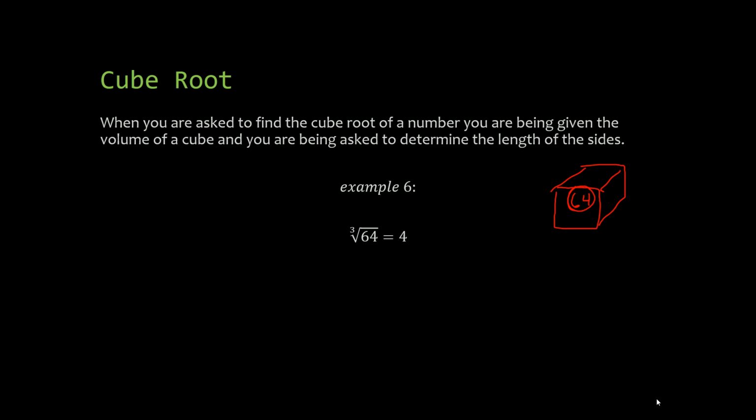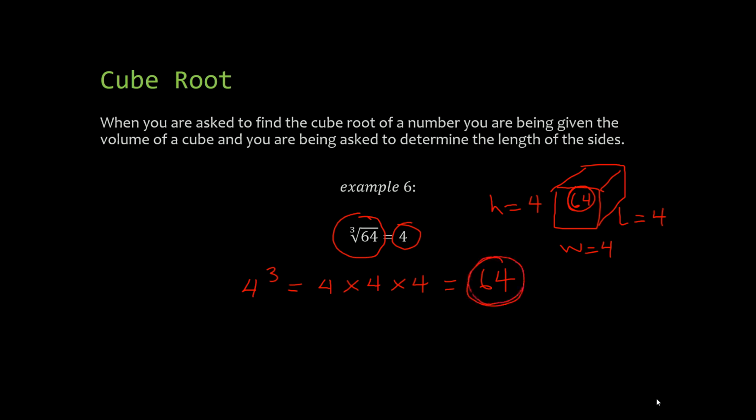Now, how would I be able to determine the origin or the root of this 64 for a cube? All I simply have to do is determine what dimension my height, my width, and my length is equivalent to. And I would notice that if I have a height of 4, a width of 4, and a length of 4, I would be able to get that 64. So therefore, in this case, the cube root of my 64 will be equal to 4. It tells me that if I take 4 and raise it to the third power, which is equal to 4 multiplied by 4 multiplied by 4, then I would be able to get my cube value, which is 64. So the cube root of this 64 will be equal to the value of 4.